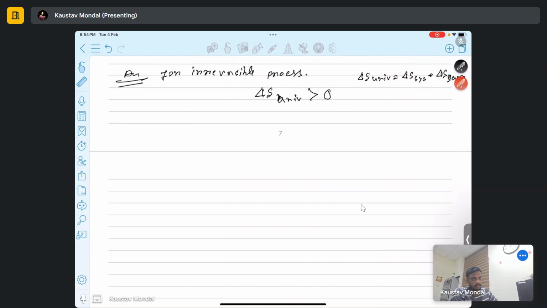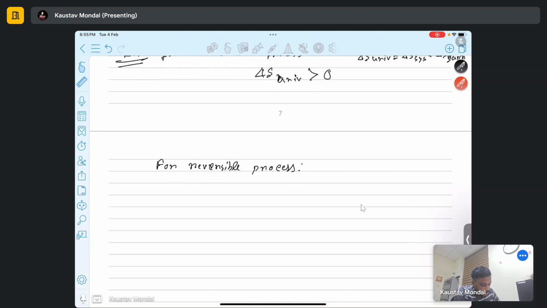But if the process is a reversible process, delta S universe will be 0. That means there is no change in entropy. If there is no change in entropy, the entropy should remain constant. I mean, the entropy before this reversible process occurs and the entropy after the process would remain the same, so the total change will be equal to 0.